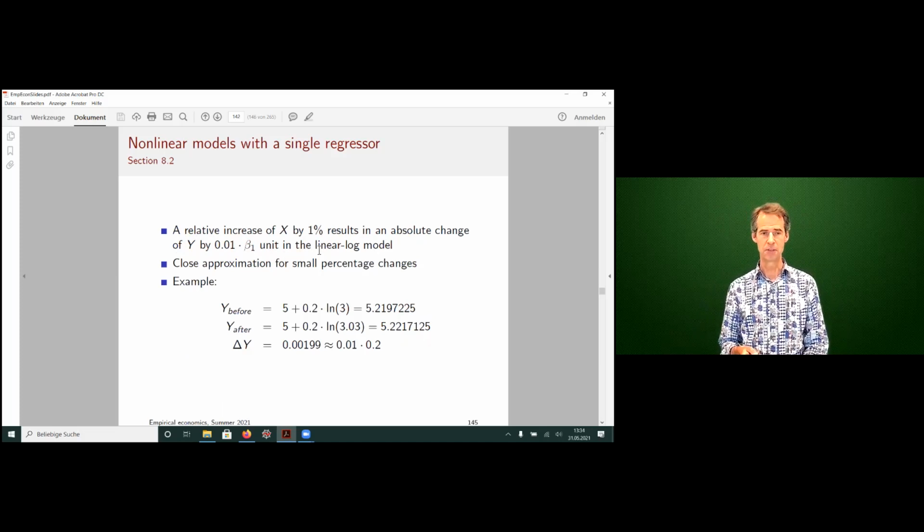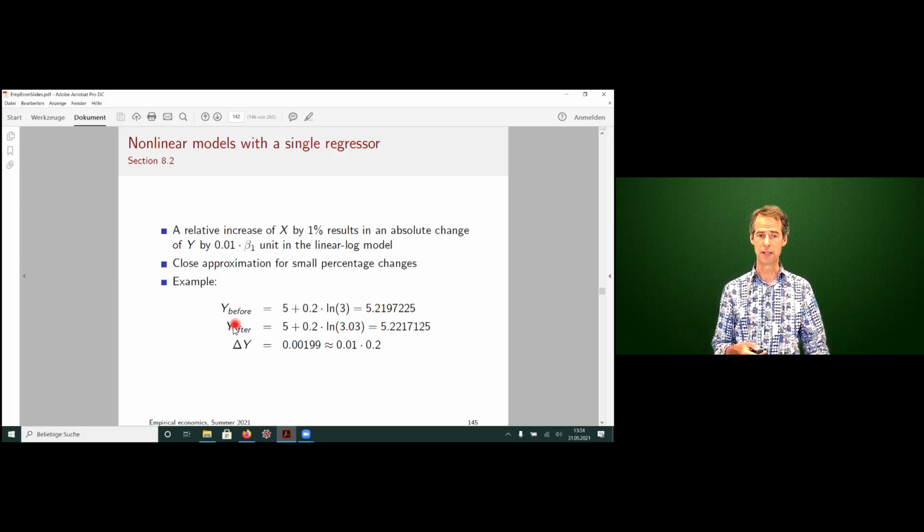So a simple example, let's assume these are completely arbitrary numbers. There's no real meaning to that. Before the change, we had an intercept of 5, a slope coefficient of 0.2, and an x value of 3. So in this case, we can just type this into our calculator, and we get 5.219. Then we increase x by 1%, from 3 to 3.03.